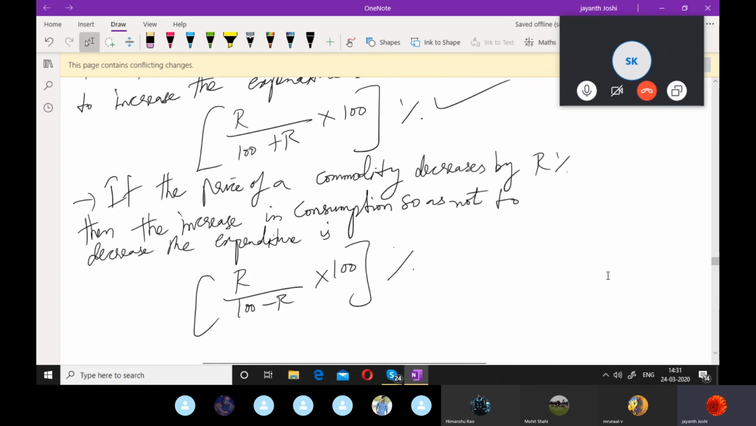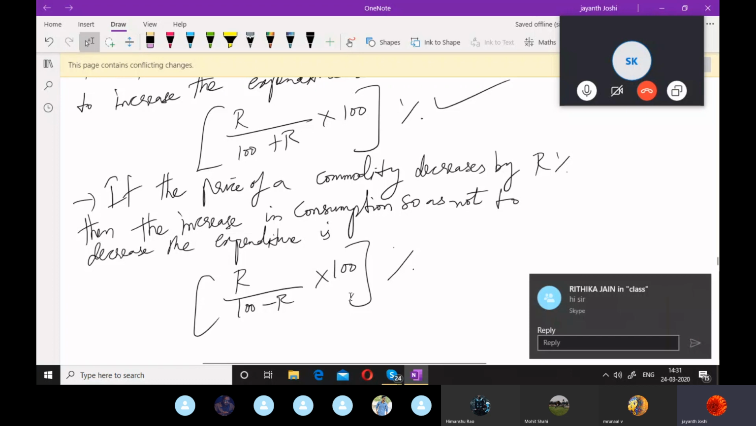Now if the price of a commodity decreases by R%, then you will increase your consumption. You will increase your consumption, and your consumption will increase by R by 100 minus R into 100, the whole percent.